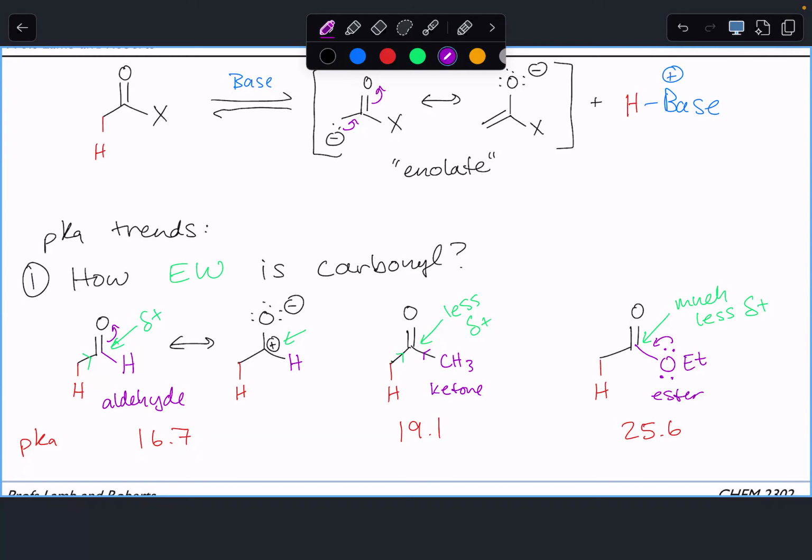So if comparing an aldehyde to a ketone to an ester, the aldehyde alpha proton is the most acidic, then ketones, then esters. So it all has to do with how electron withdrawing that carbonyl is. Okay? Questions on that? I know that's a little bit of a hard concept. It's all about the stability of that conjugate base, as always, right? Anytime we talk about pKa's, that's what we're talking about. Okay? So that's our first criterion that we're thinking about.